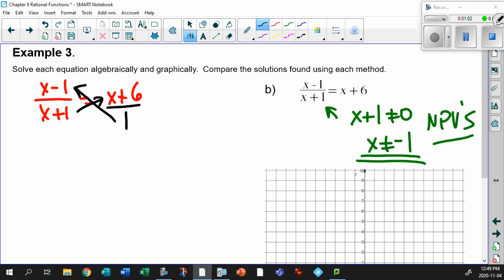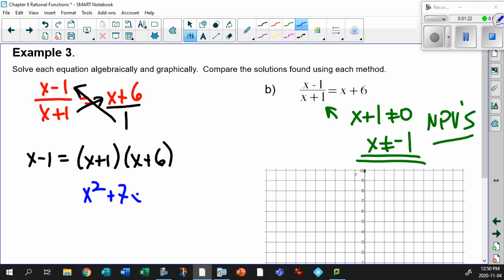1 times x minus 1 is just x minus 1. But on the other side, you're going to have an x plus 1 and an x plus 6, which of course you're going to go out and FOIL. So when you FOIL this mess, you're going to get a beautiful result here of x squared, x times x, which is x squared, plus 6x, and x is going to give you 7x, and then 1 times 6 is going to give you 6. That still equals this guy.